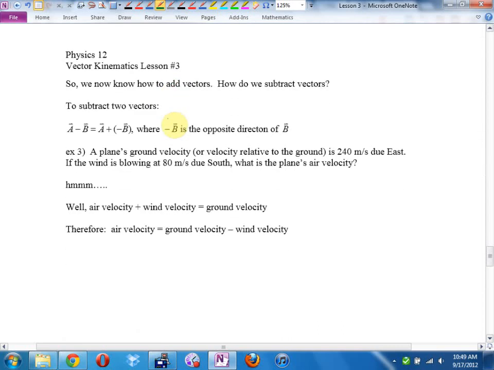So we know how to add vectors. Joe, how do we add two vectors together? Draw them. How do we subtract vectors? It's a trick question. The short answer is we don't. Okay, I have to take that back.